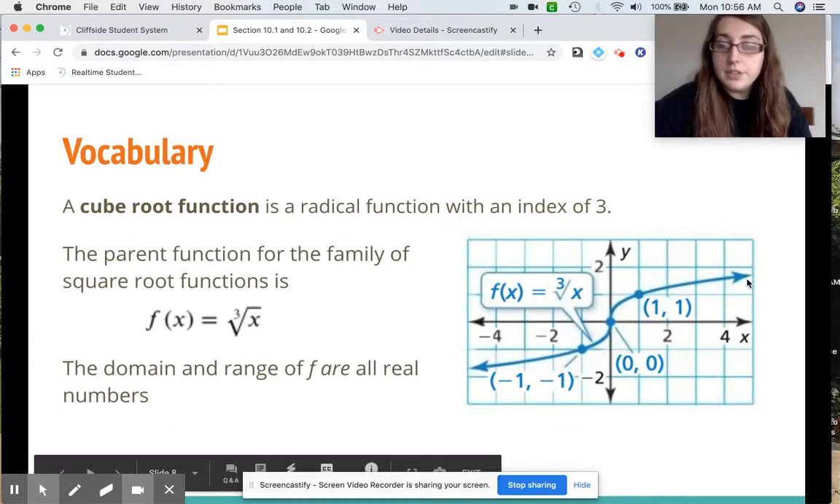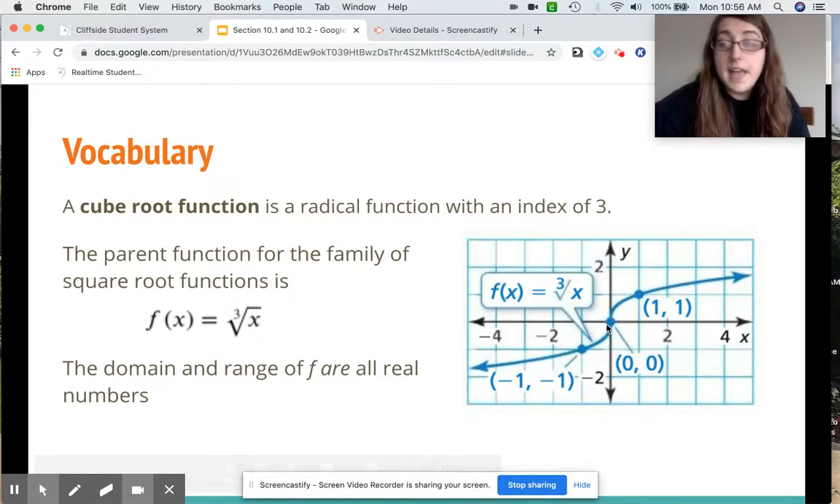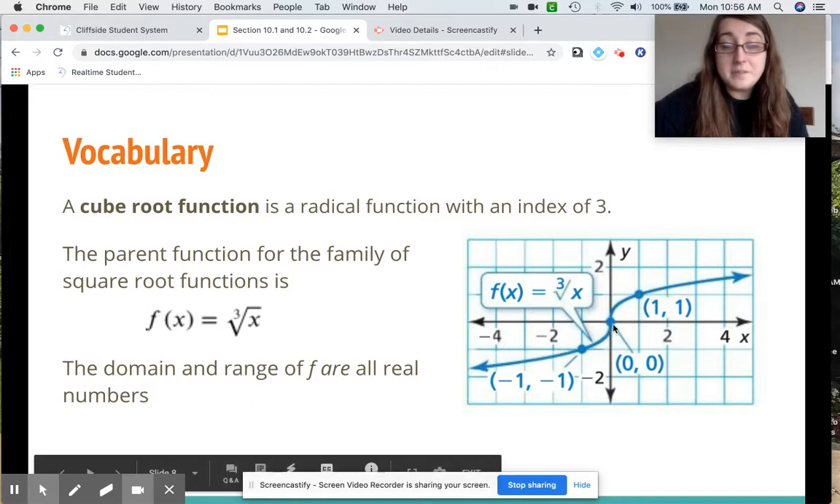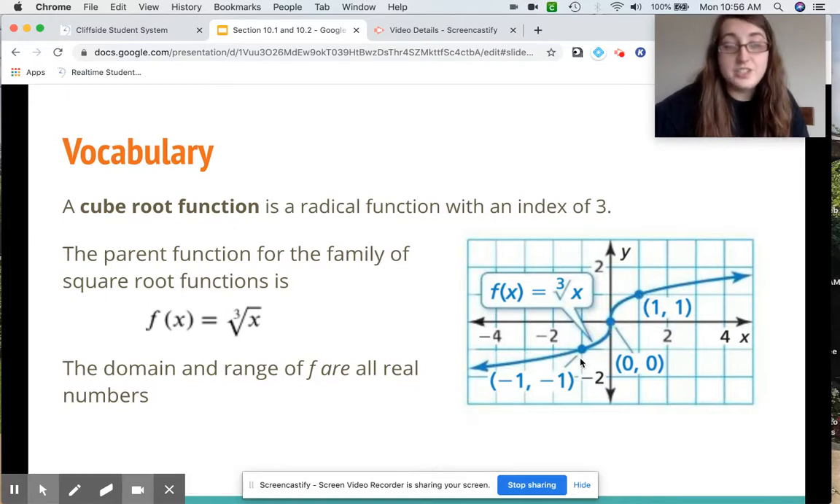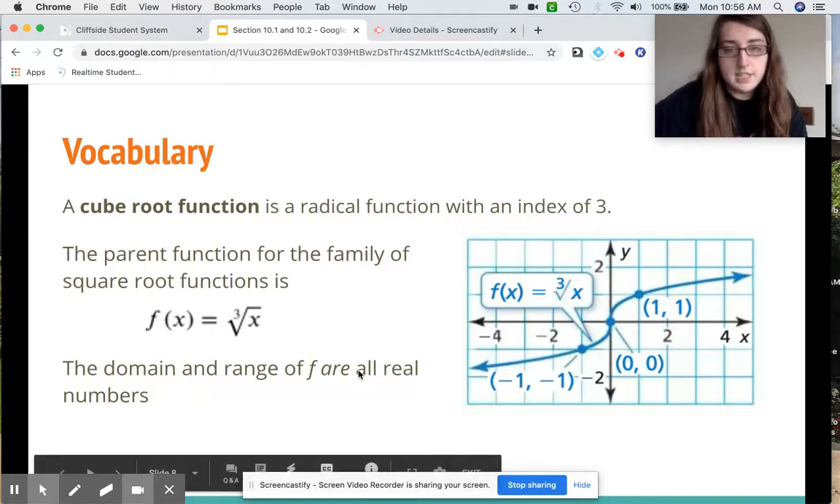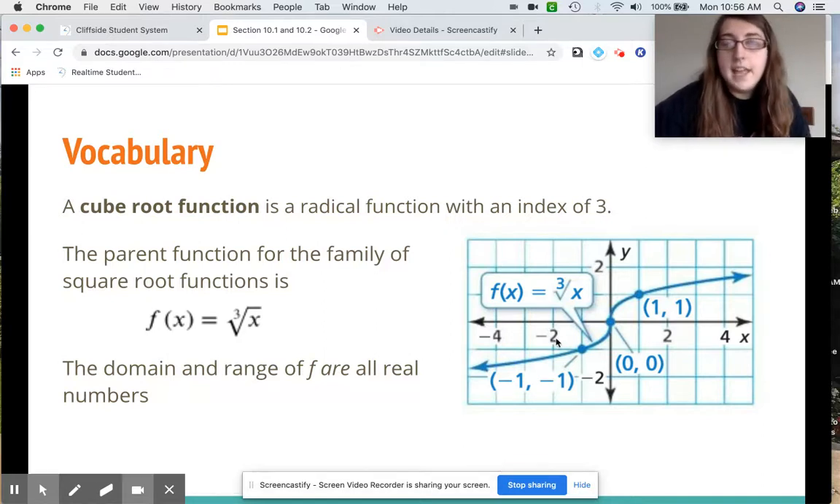So the graph of a cube root function is this S-shaped curve. So again, that parent function has a point at 0, 0. And if you look, it does follow a similar pattern of up 1 over 1 and then down 1 over 1, just like the square root function did. But now you have the two portions of it, not just the 1/2.